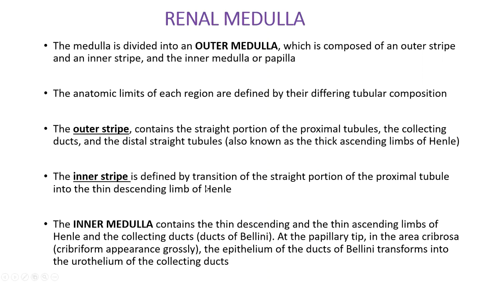The inner stripe, on the other hand, is composed of the thin descending limb of the Henle and the straight portion of the proximal convoluted tubule. The inner medulla, on the other hand, is mostly comprised of the collecting ducts, also known as the ducts of Bellini, but they also have portions of the thin descending and the thin ascending limbs of the loop of Henle.